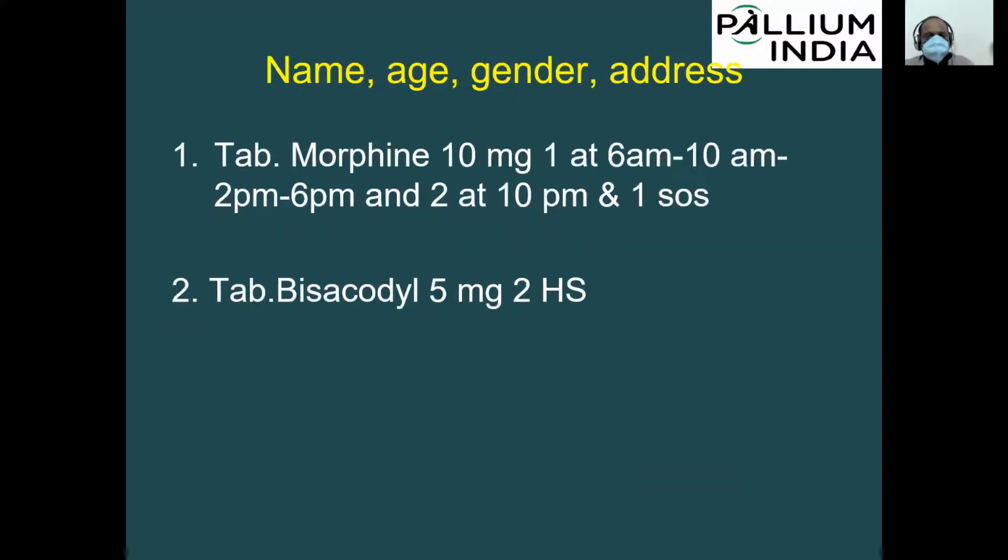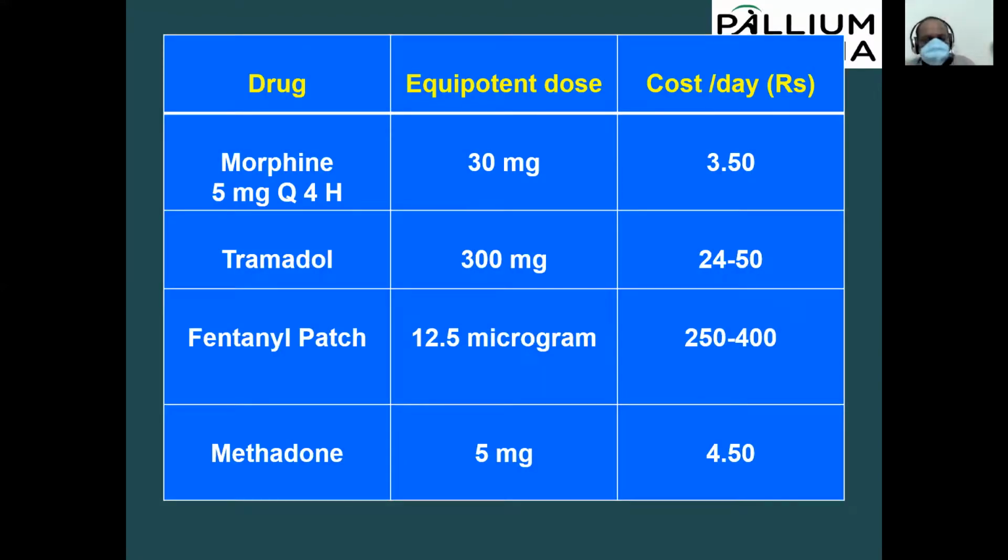I will give this one slide more. So this is something which you have to understand. Please look at the price of opioids between morphine, tramadol, fentanyl patch, and methadone. Morphine is very cheap and it is comparable to methadone. But look at the cost of tramadol and fentanyl patch. So this is something you have to understand. Whenever somebody prescribes fentanyl patch for a patient who is very poor, I don't know how they are going to make it.